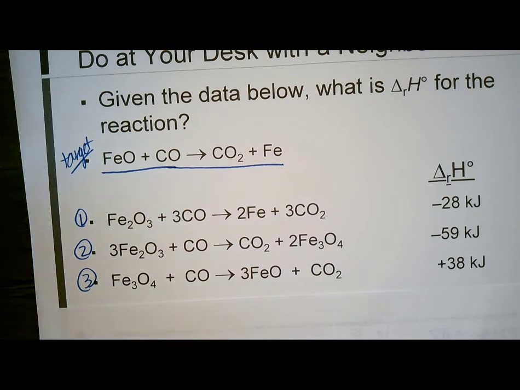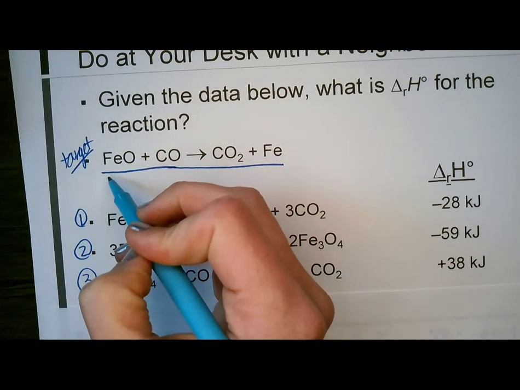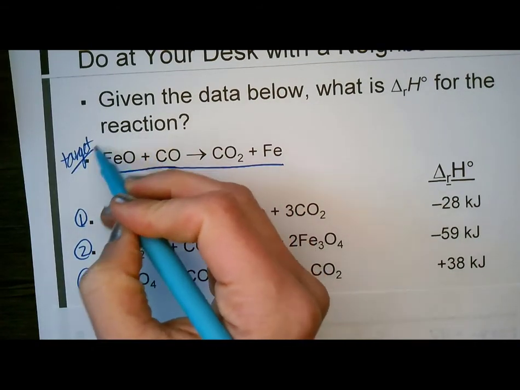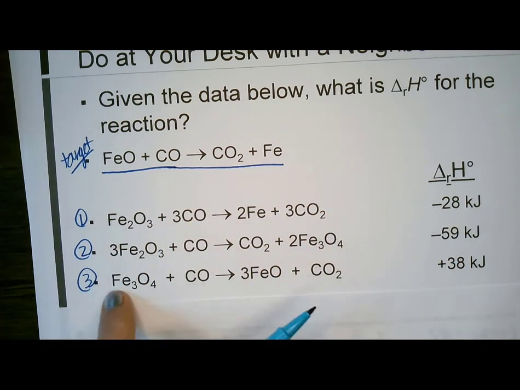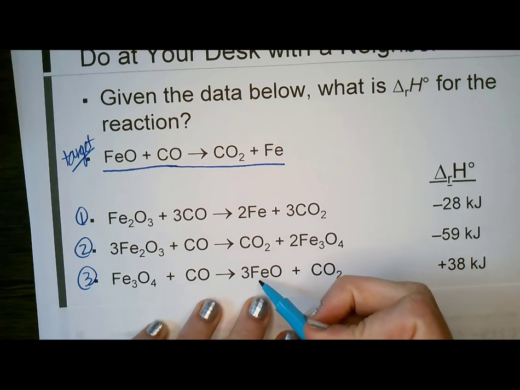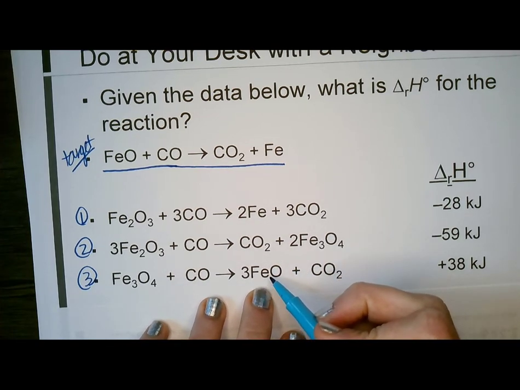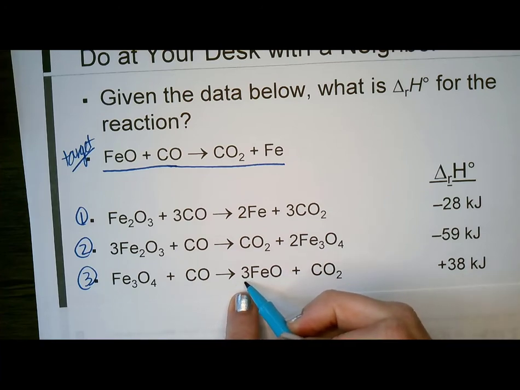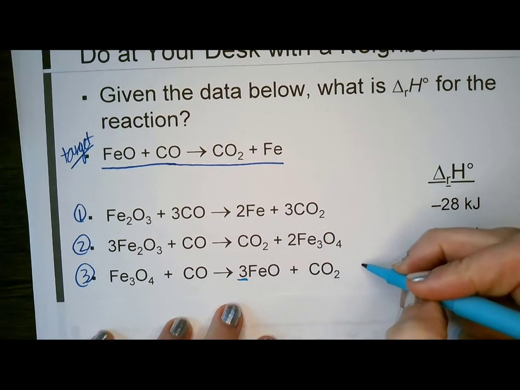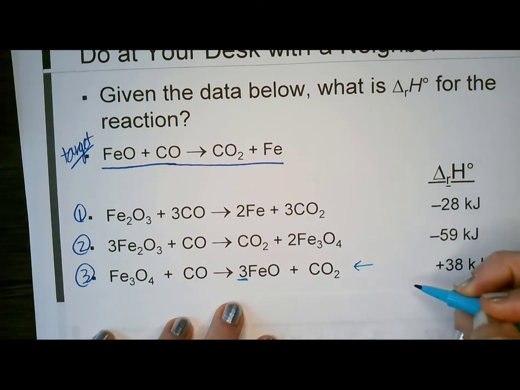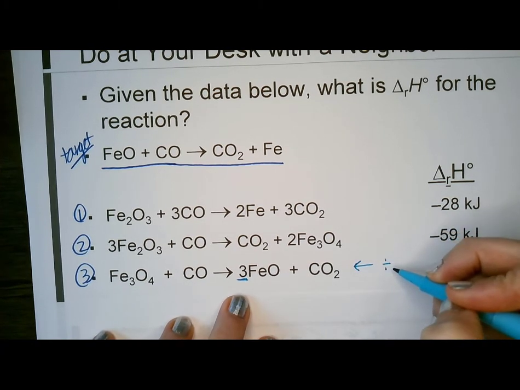All right, let's look at this. Well, the very first compound that I want on the left is FeO. So where do we see FeO in our different elementary reactions? FeO, right here. So FeO right now is on the right. I want it on the left. Also notice that this reaction has 3 moles of FeO being produced, and I only want 1 mole of FeO. So I need to flip the sign, and I need to divide everything by what?